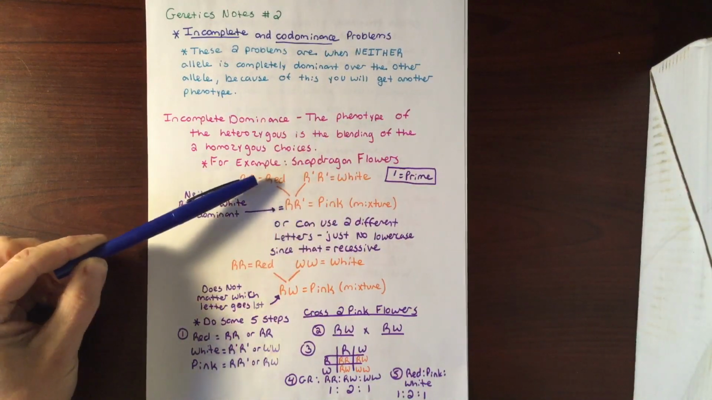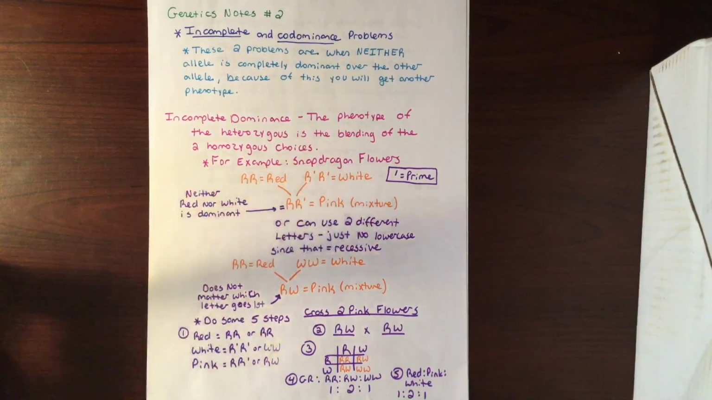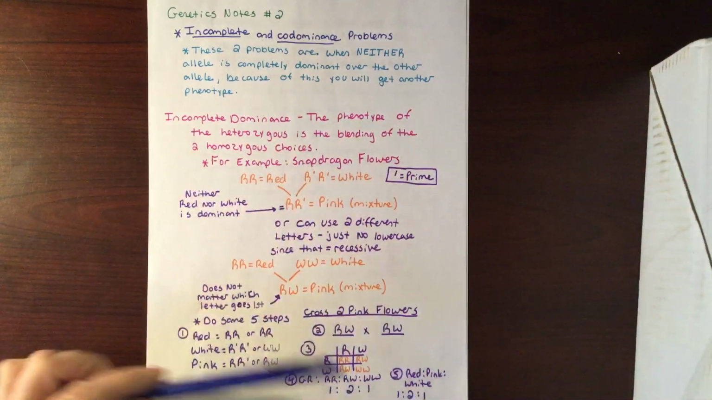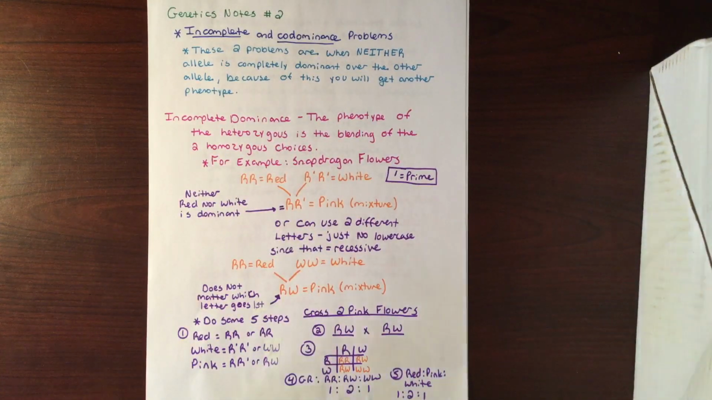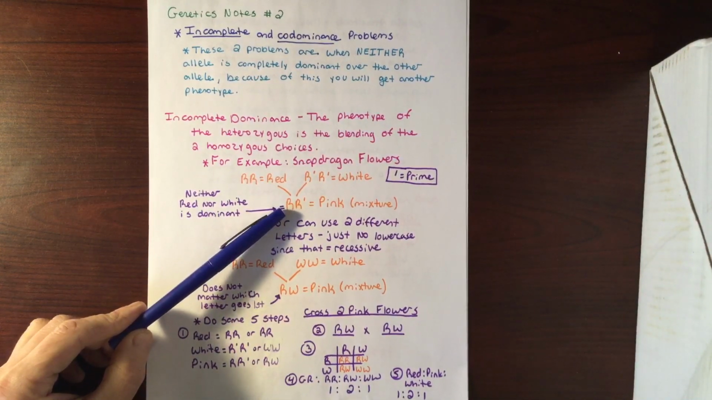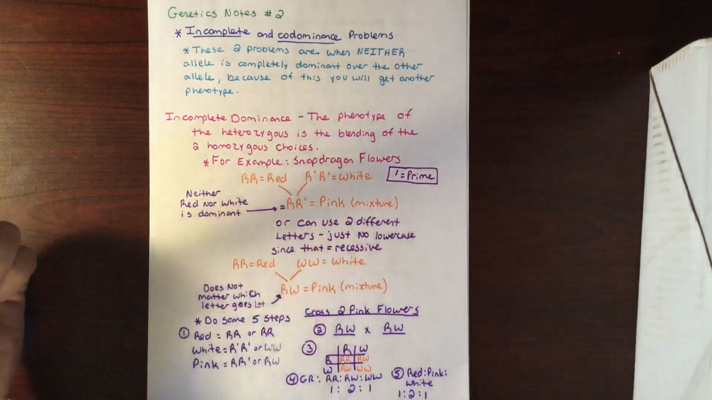So what that means is that red is not dominant over white. White is not dominant over red. I don't have a recessive choice. It's not like, oh, pink is recessive. It's not. It means they're all kind of seen at the same strength. And when I blend the 2 of them together, it's going to give me that mixture of pink, that blended pink. There are 2 ways that you guys can do these problems, meaning how you write your key.